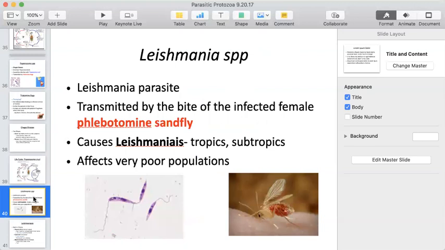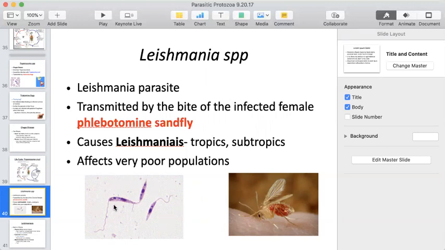Leishmania species are also examples of parasitic protozoans that are kinetoplasts. The Leishmania parasite is transmitted by way of the phlebotomine sandfly. The disease that it causes is leishmaniasis. These infections are also seen in the tropics and subtropics. It typically affects very poor populations.